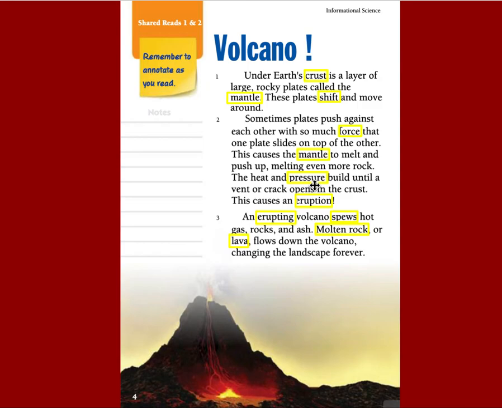The heat and pressure build until a vent or crack opens in the crust. And that's where the volcano comes, and it causes an eruption. An erupting volcano spews hot gas, rocks, and ash. Molten rock or lava flows down the volcano, changing the landscape forever.